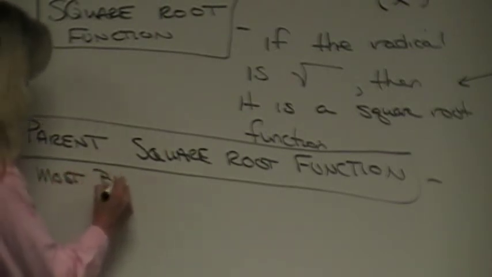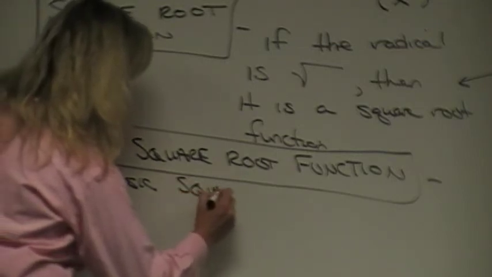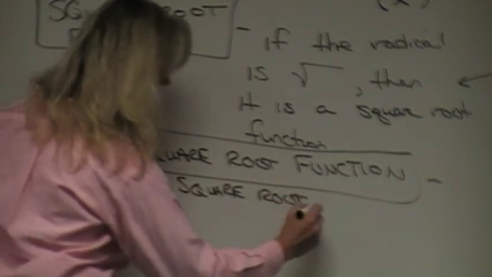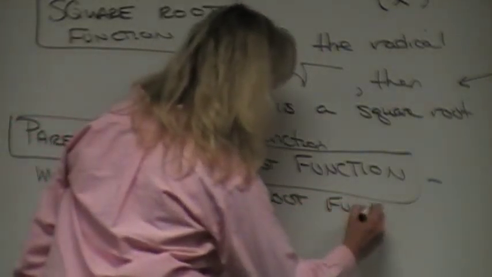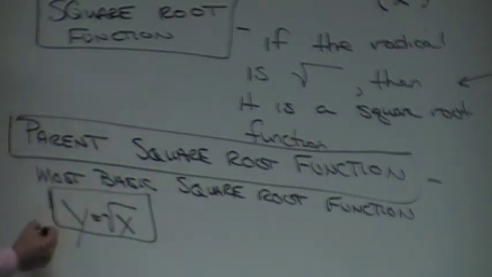Most basic square root function. Okay? And that is, I already wrote it down, y equals the square root of x. That is the most basic square root function there is. There's nothing easier to graph or easier to, I guess, do a table for than y equals the square root of x. Okay?